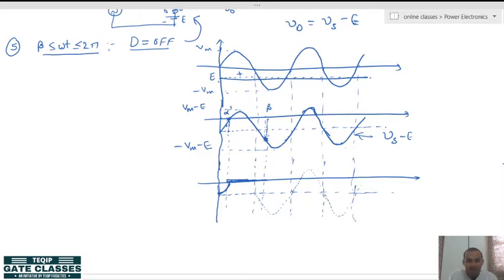So here you can see from this point the reverse voltage will appear across the diode. And till what point will it remain? Till this point, because again from here to beta, the diode voltage is 0 because it is on. So this is how the diode voltage is drawn here.